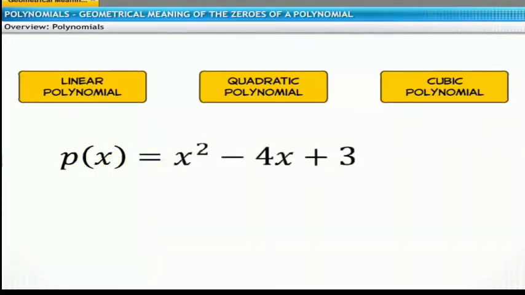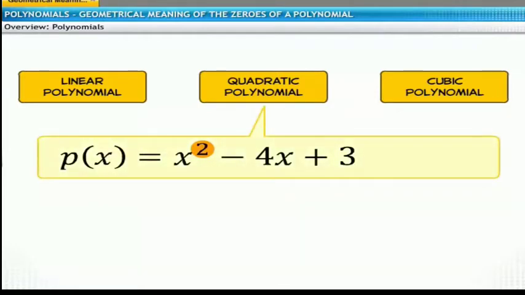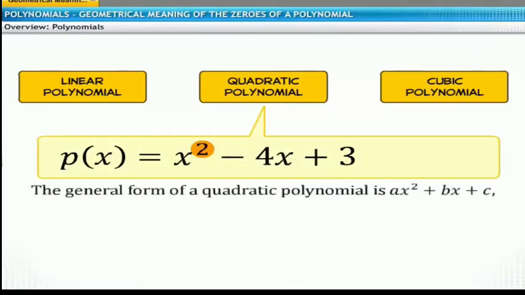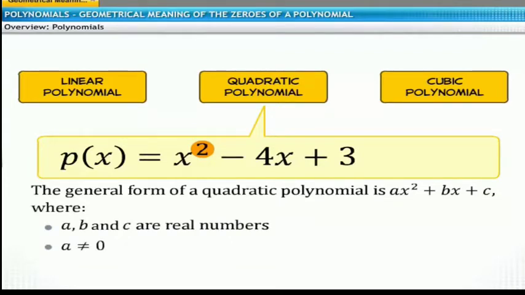Another example, p(x) is equal to x square minus 4x plus 3. It is a quadratic polynomial. Why? Because here the maximum power is 2, so it is a quadratic polynomial. And the general form of a quadratic polynomial is ax square plus bx plus c, where a, b and c are real numbers and a does not equal 0. So it is the standard form of quadratic polynomials.